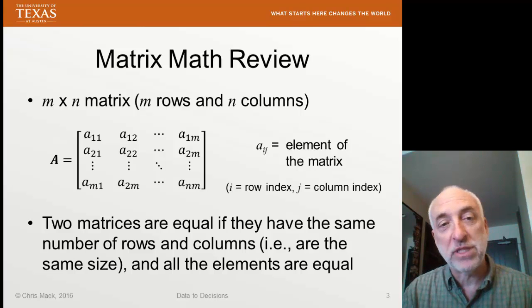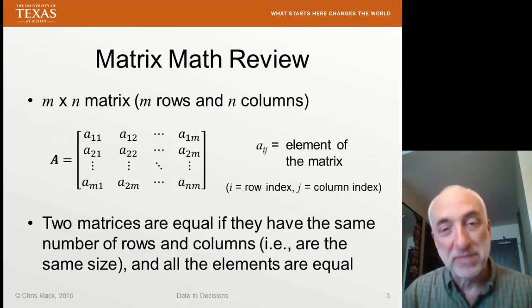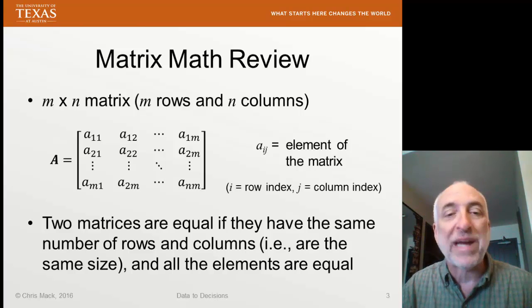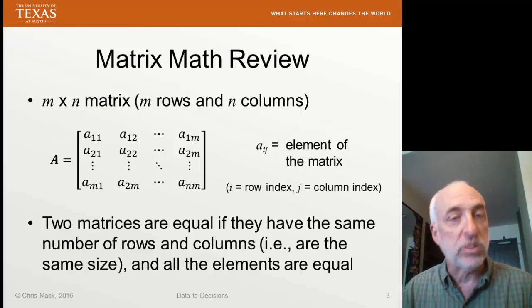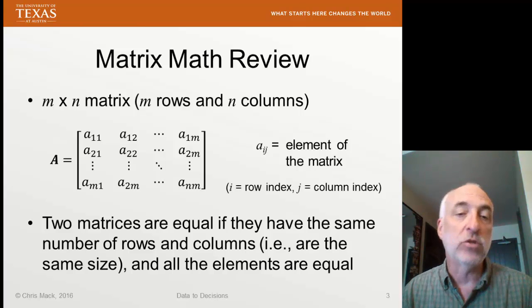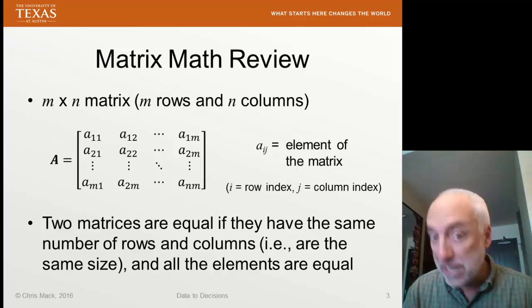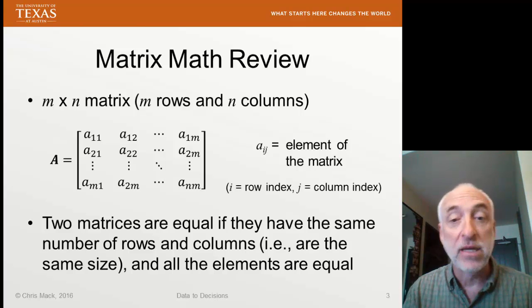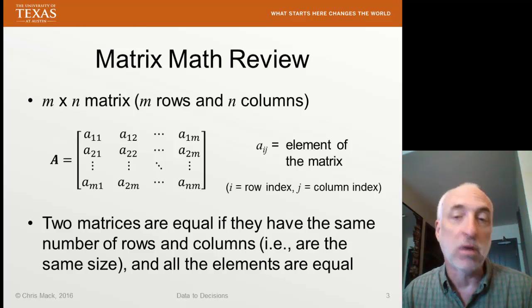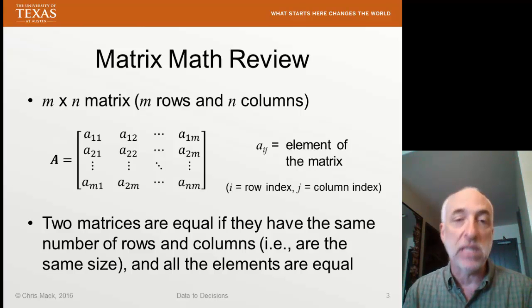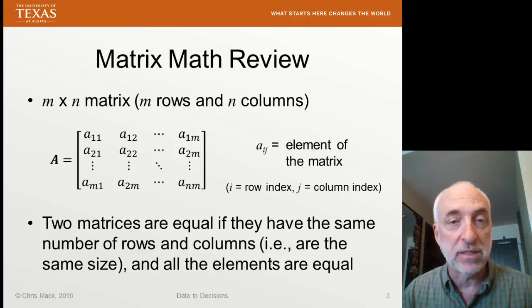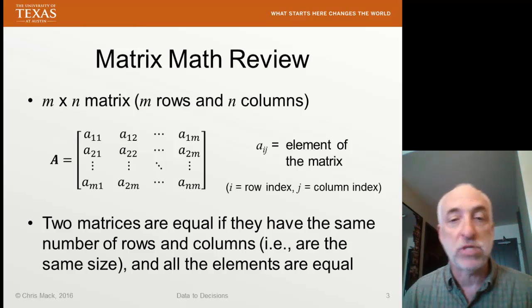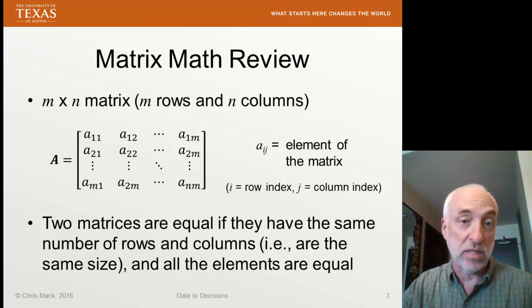This gives rise to an interesting situation: if I have two matrices of different size, then what I can do with them in relationship to each other is quite limited. For example, two matrices can be equal only if they're the same size. They have the same number of rows and columns, and all the elements are exactly the same. Every element is equal, so A_ij is the same for every i and j. So we can only talk about two matrices being equal if they're the same size.